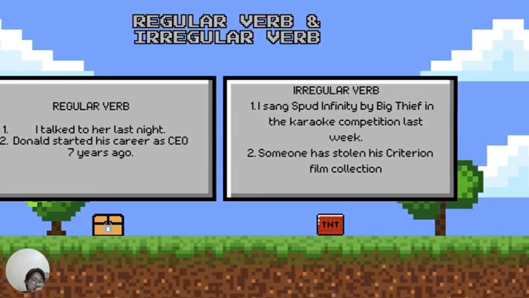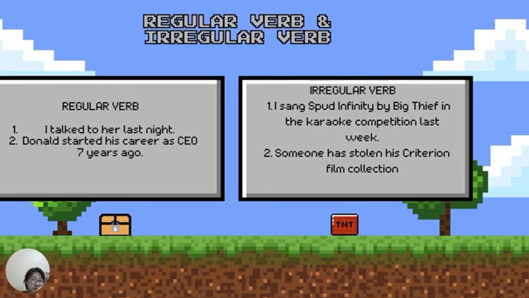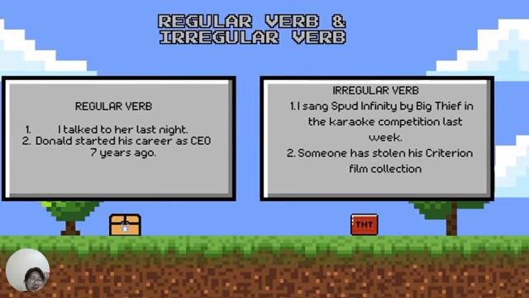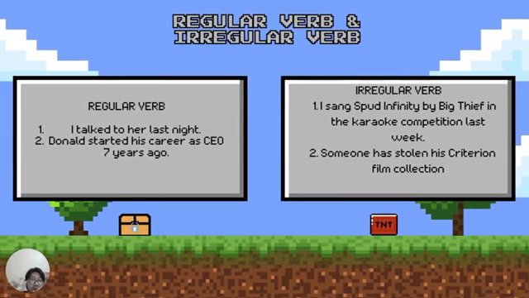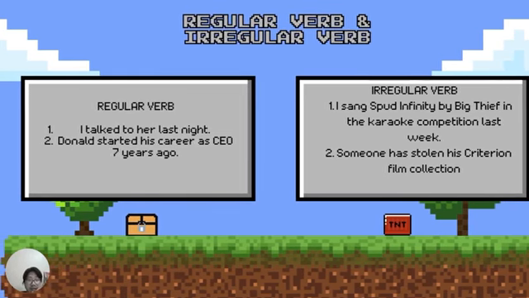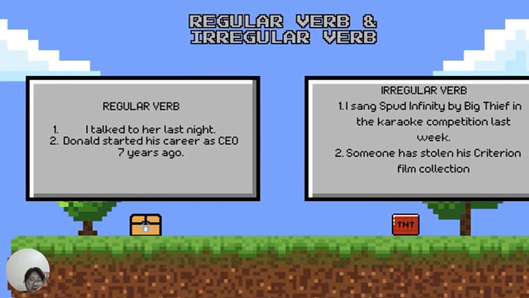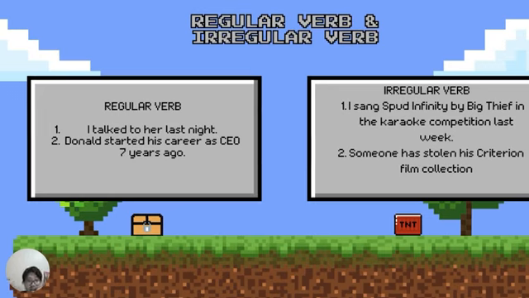And these are a few examples in sentences for regular and irregular verbs. For regular verb, I talked to her last night. The present tense for talked is talk, T-A-L-K, but for the regular verb form, it adds ed. Second, Donald started his career as CEO 7 years ago. The present tense for started is start. So basically, the regular verb form adds ed.